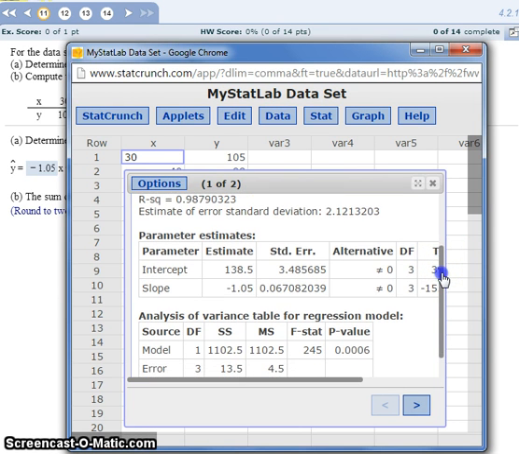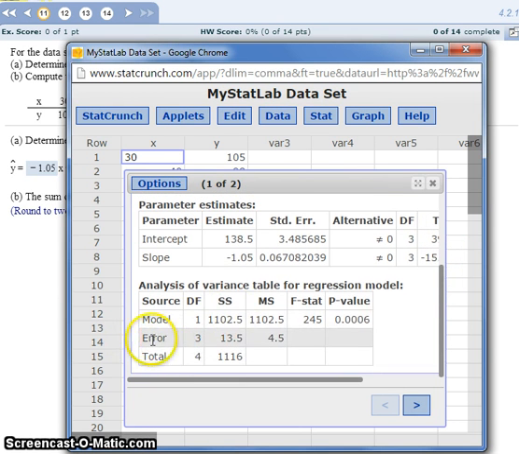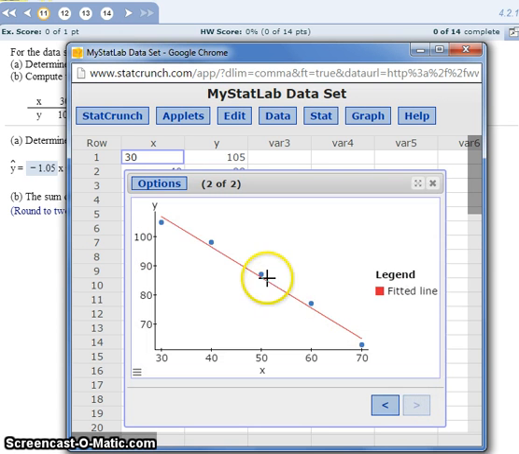Remember, residuals are errors. So look down at this table where it says error, and the sum of the squares for our error would be 13.5. And what the residuals are measuring is how far away the data points are from the line.